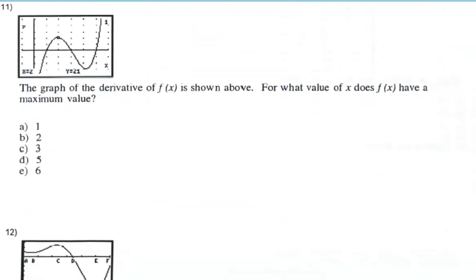Okay, for 11, we are given the graph of the derivative of f. So again, we're looking at f prime. For what values of x does f have a max? f has a max when f prime changes from positive to negative, when the derivative changes from positive to negative. So we want to know where on f prime we are changing from positive to negative values. Here, we're changing from negative to positive. That's not it. Here, we're going from positive to negative. So it's happening right here at x equals 3.